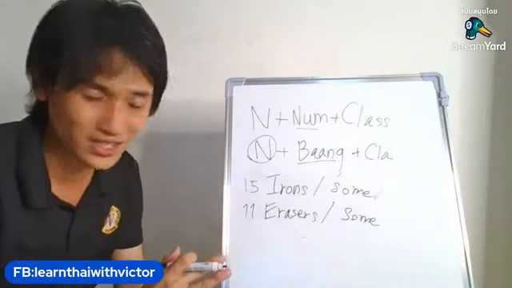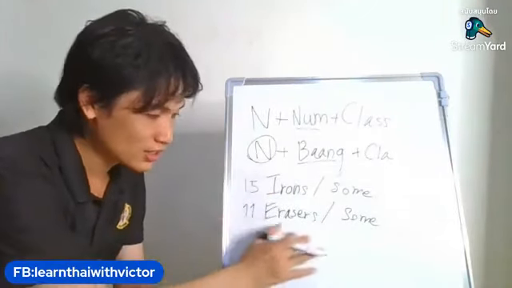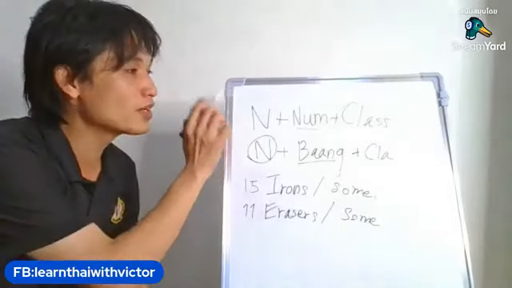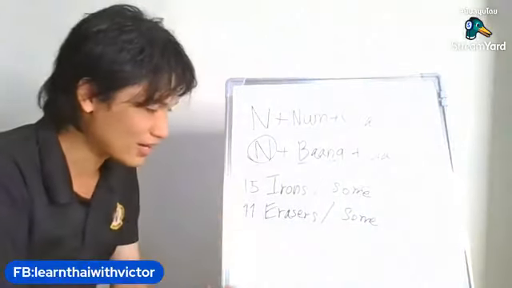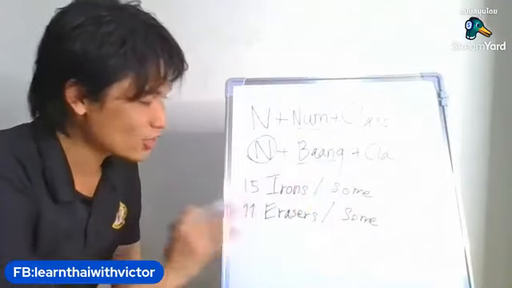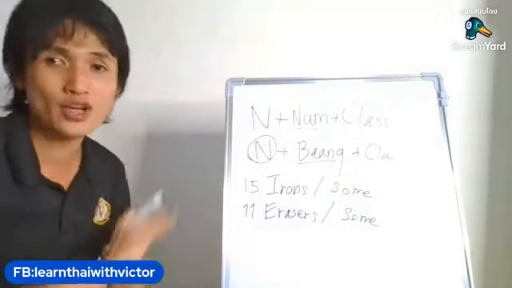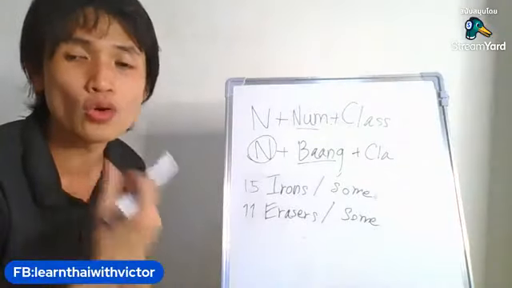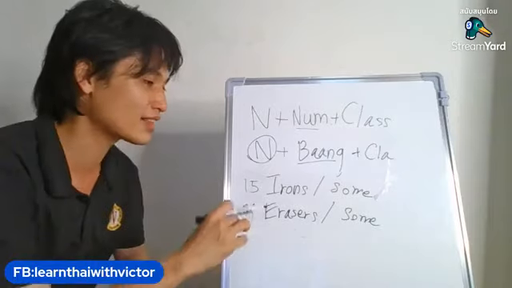And if you can change these English phrases into the classifier in Thai, please write it down in the comment. While I do it or answer it for you, please write in the comments. So the first one, 15 irons. Iron is เตารีด. The word sounds like เตารีด.